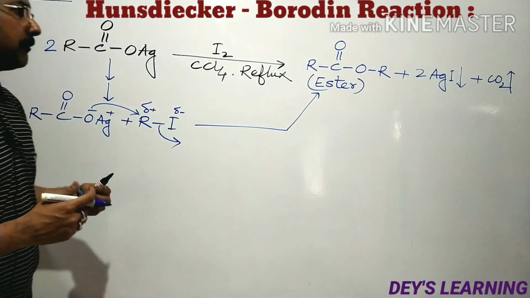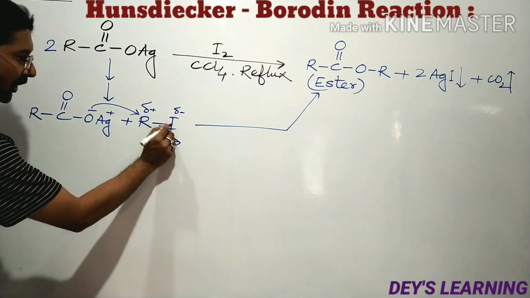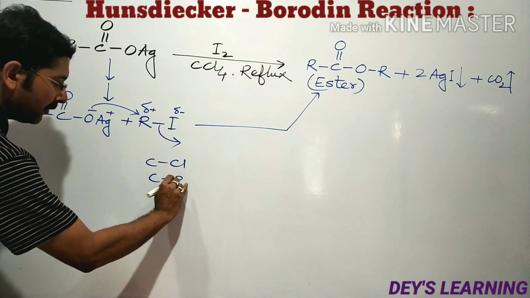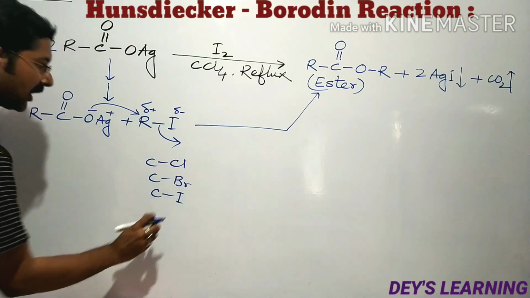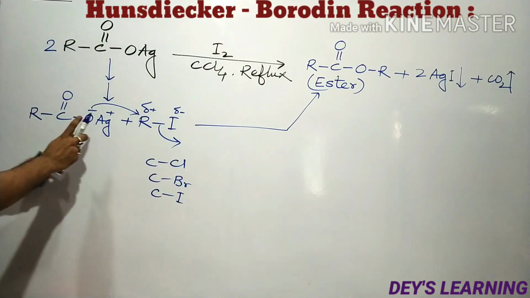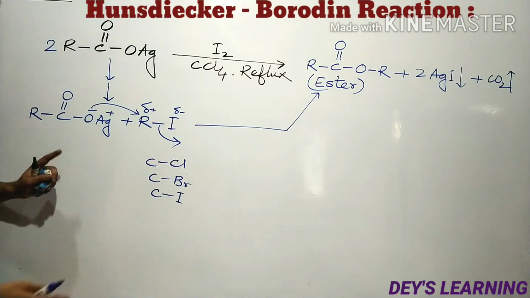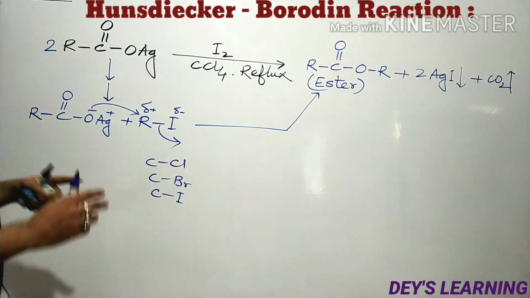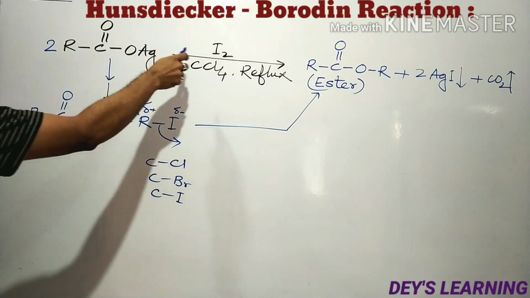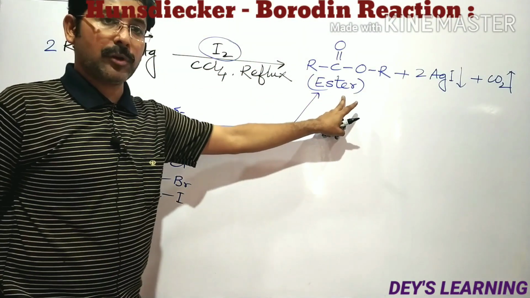So why does this reaction occur? Because we know this carbon iodine bond is very weak. We can compare the carbon chlorine bond or carbon bromine bond or carbon iodine bond. Of course, carbon iodine bond is very weak. So I minus leaves the substrate very easily, and this weak nucleophile can leave out I minus from here. As a result, we get an ester. So if we treat the silver carboxylate with iodine in spite of bromine, we will get the ester product.